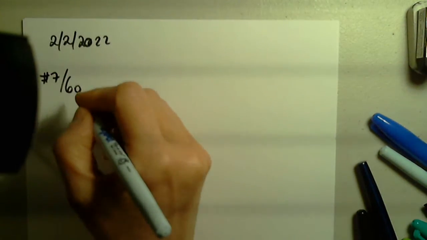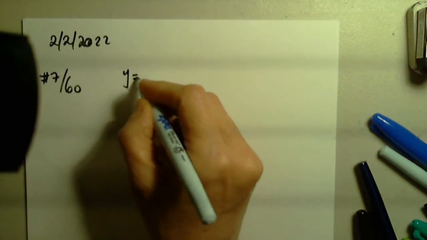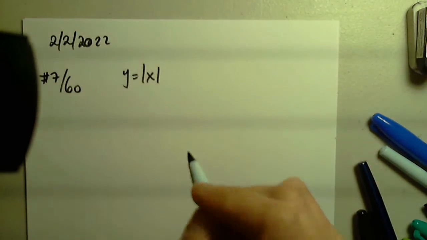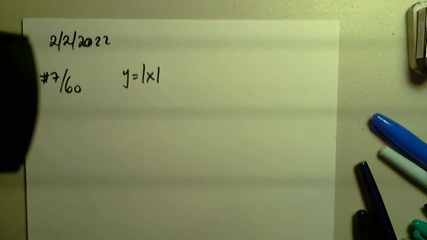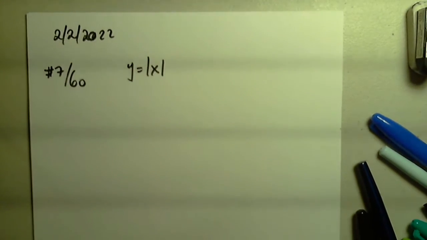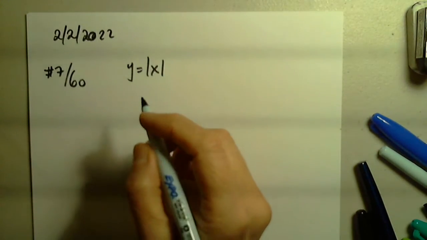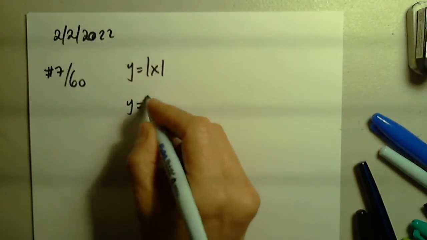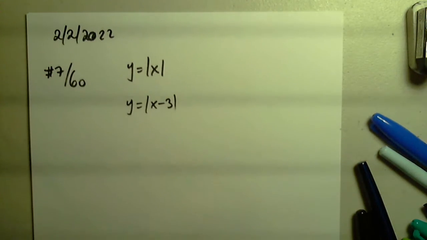Page 60. So we are given y equals the absolute value. Is this R5? Yes, we are continuing. We started R5 last time. So on page 60, they're asking us to graph y equals x minus 3 in absolute value.